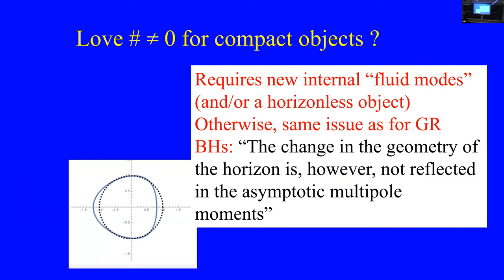Okay, now, in GR black holes, they do get deformed, but that deformation is not reflected in multipole moments measured at infinity. Now, what is it that you need to have Love numbers non-vanishing? And again, I'm talking about four dimensions, concentrating on the electric quadrupole number. Either you need new internal fluid-like modes, so there is a physical deformation of the object, or no horizon, or both. And the difference between this case and the GR case is that deformations do not produce physical effects for observers at infinity.